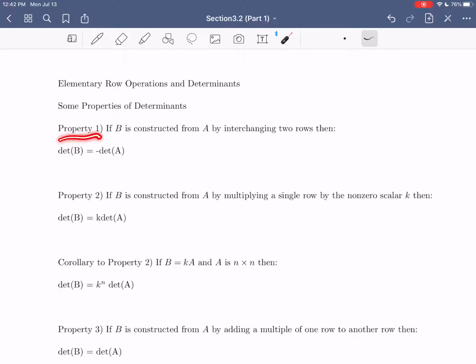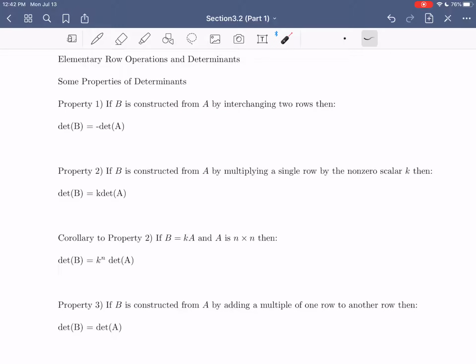Property 1: if B is constructed from A by interchanging two rows, then the determinant of B is equal to the negative determinant of A. In other words, interchanging two rows, performing that first elementary row operation, negates the determinant. Property 2 says if B is constructed from A by multiplying a single row by the non-zero scalar k, remember that's our second type of elementary row operation, then the determinant of B is k times the determinant of A. So multiplying a single row by a non-zero scalar impacts the determinant by that same non-zero scalar.